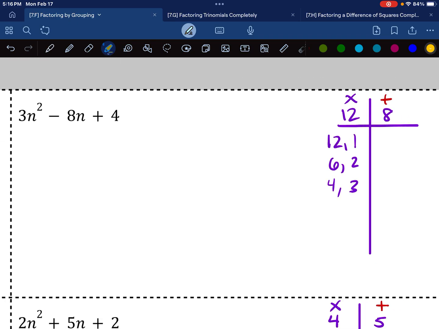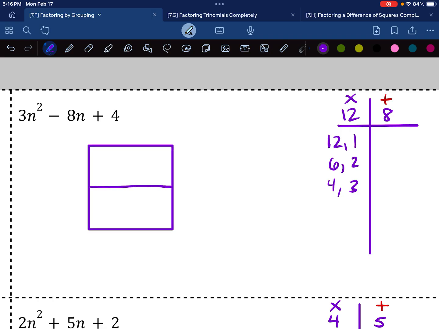Now for these problems, I went ahead and set myself up with my factor tree so that you don't have to watch me doing it in the video. But I want to talk about where that t-chart comes from in just a second. This has 3 terms. It's not any different with the box. It's still a 2x2 box. Now I know the 3n squared can go in here, and I know the 4 can go in here.